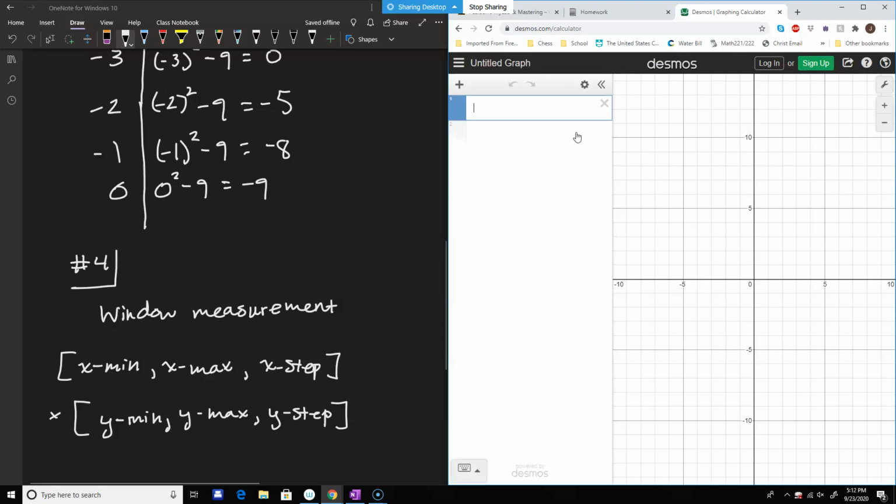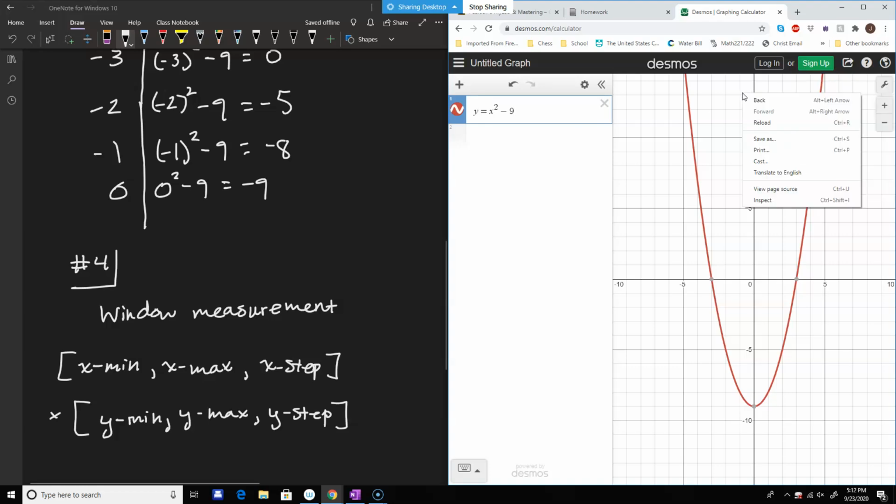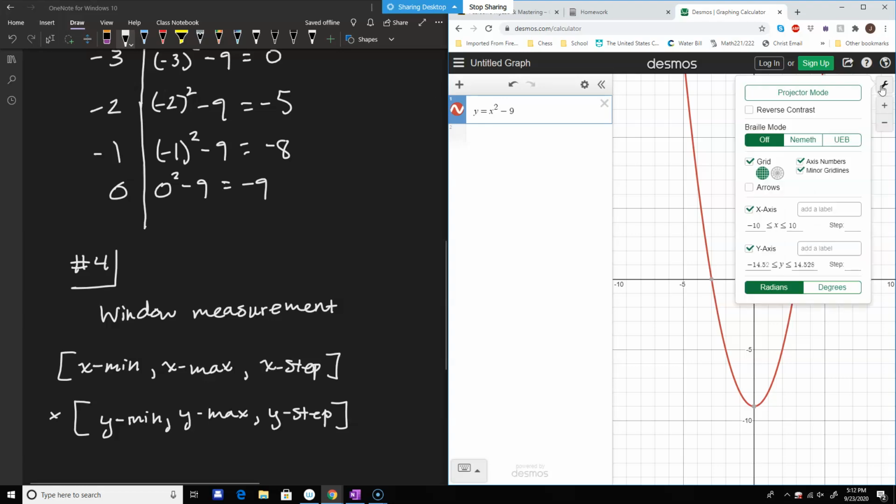Let's say we were graphing something like the previous one, y = x squared - 9. It has like a default square of 10 by 10, but if you go up here to the little wrench, it allows you to change the graph settings. And it's essentially doing the same thing. If you notice, there's an x-axis from -10 to 10, and then there's a step, and then there's a y-axis of -14.52 to 14.52 in a step. So you could enter the same sorts of things here to alter the window.